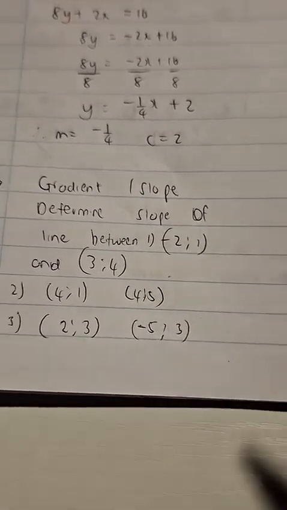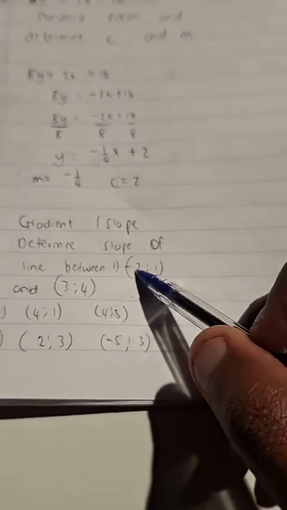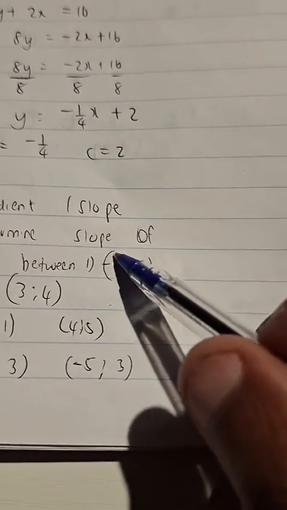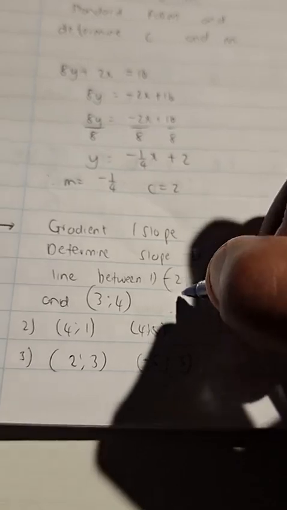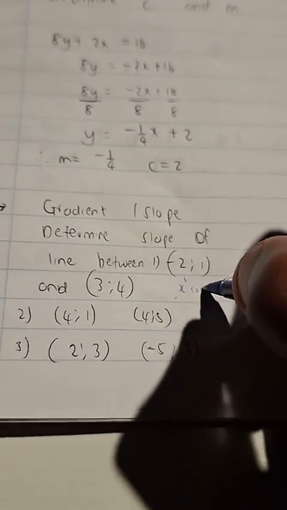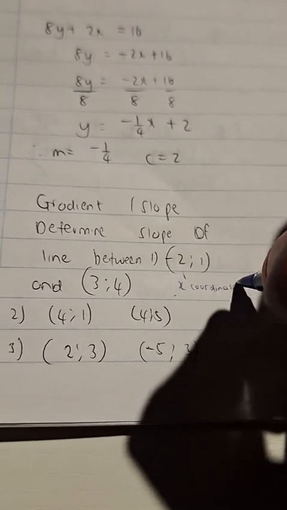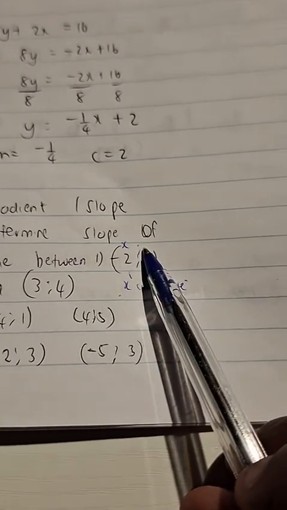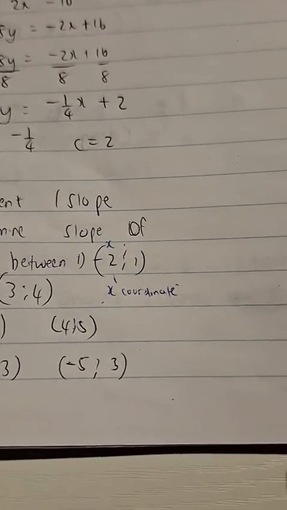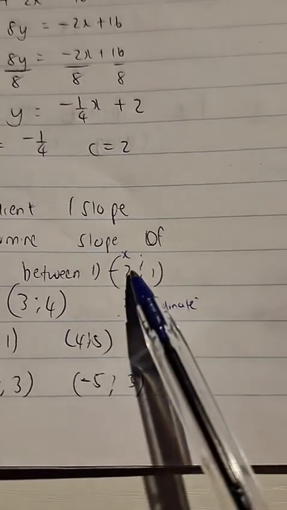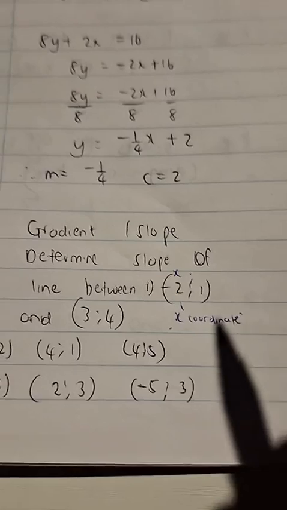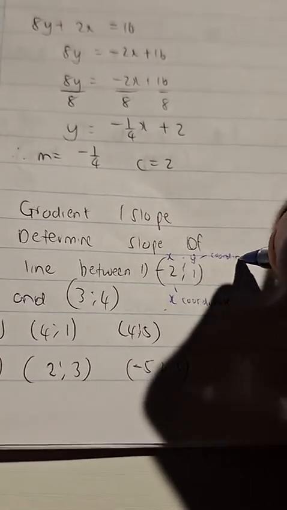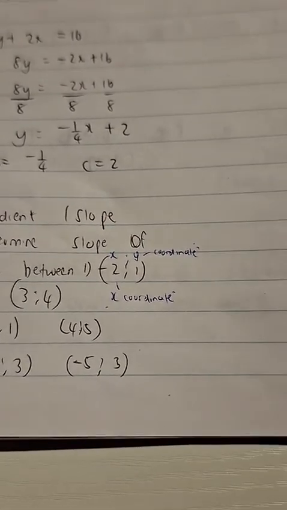Now minus 2 is how we read this. This is a bracket. Inside the bracket we have minus 2. We refer to this as the x coordinate. So x is always first. Then we have a semicolon. This semicolon means and. It doesn't mean 2, it means and. So we have 2 and 1. So this is x and y. So here we have the y coordinate. Are you with me, guys?